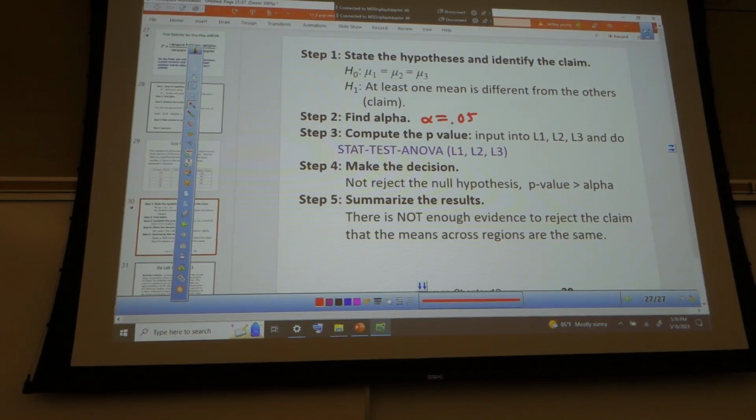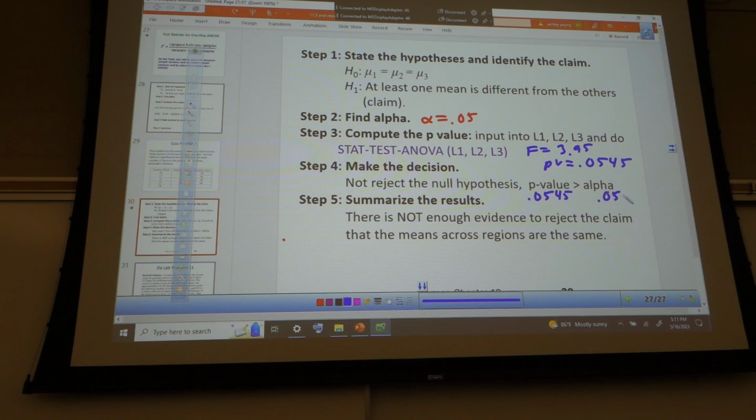And then you're going to get the stat test, ANOVA. Rodessa, what did you get for your ANOVA? F equals 3.95. Yes. And your p-value is 0.0545. All right, so then we're going to compare our p-value, 0.0545, to alpha, which is 0.05.